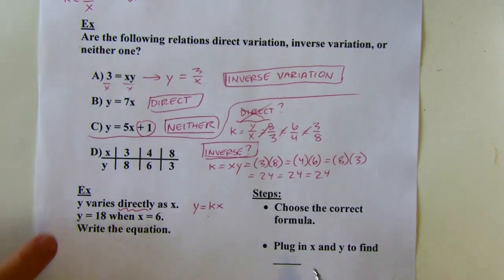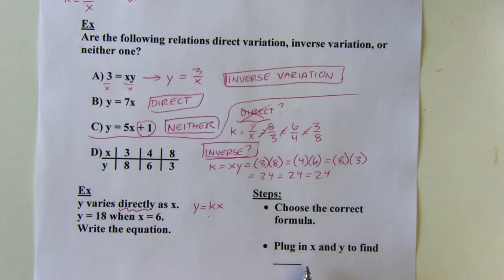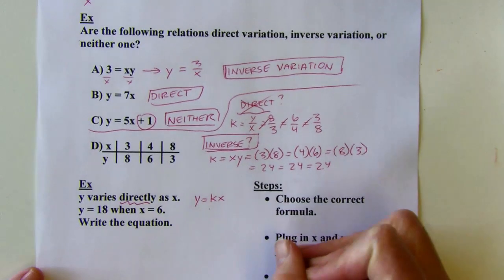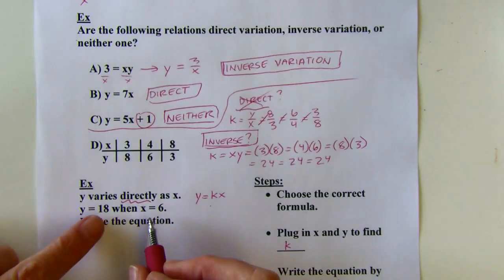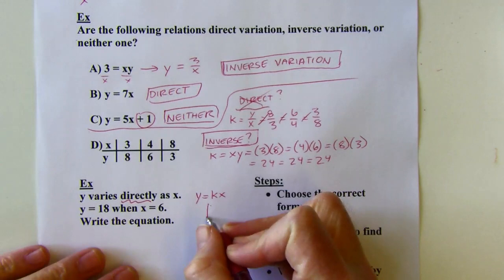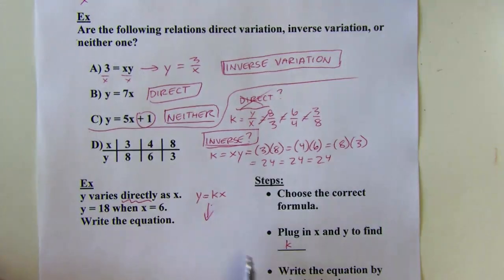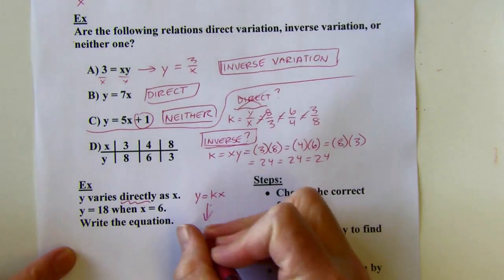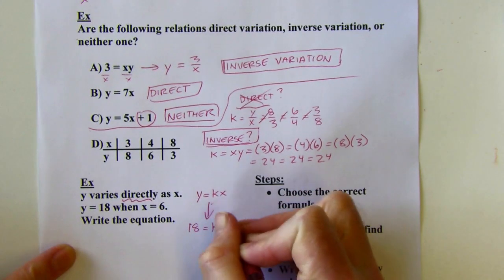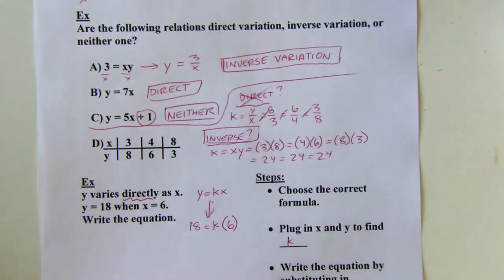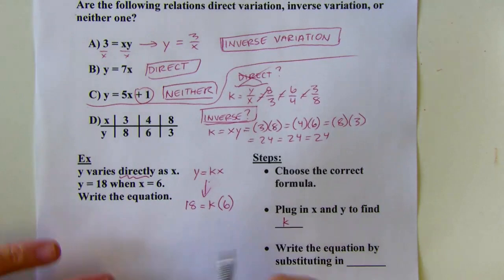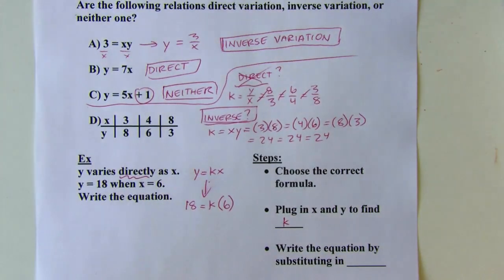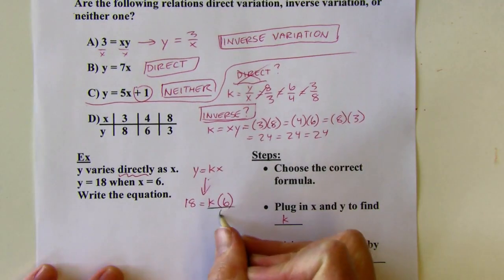And next up, I'm going to plug in x and y to find k. Okay, so I've got an x-y pair here. What I'm going to do is substitute them in. So y is 18 when x is 6. And hey, now I can solve this for k. I just divide by 6, and k is going to equal 3.